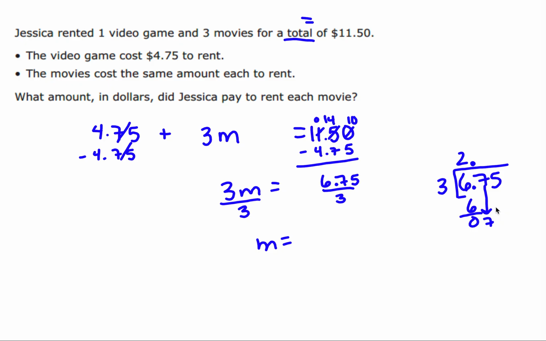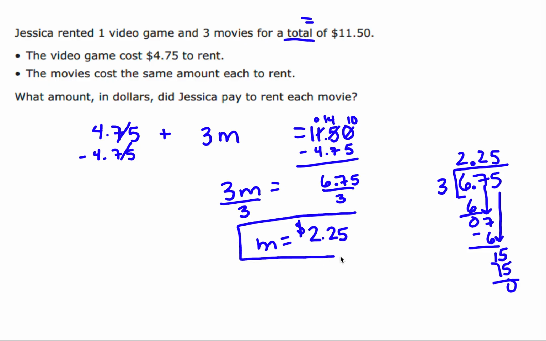3 goes into 7 2 times. 2 times 3 is 6. We subtract to get 1. We bring down our 5. 3 goes into 15 5 times. So the movies cost $2.25.